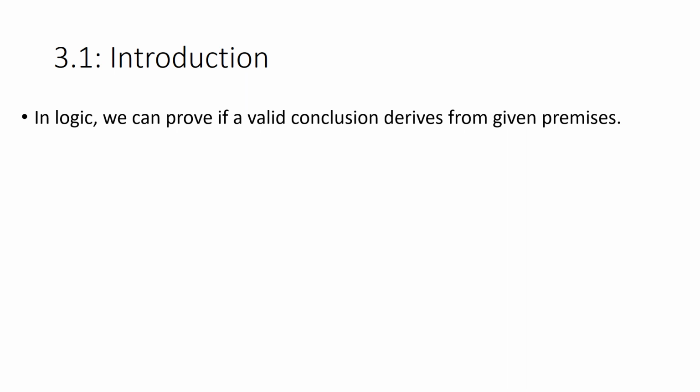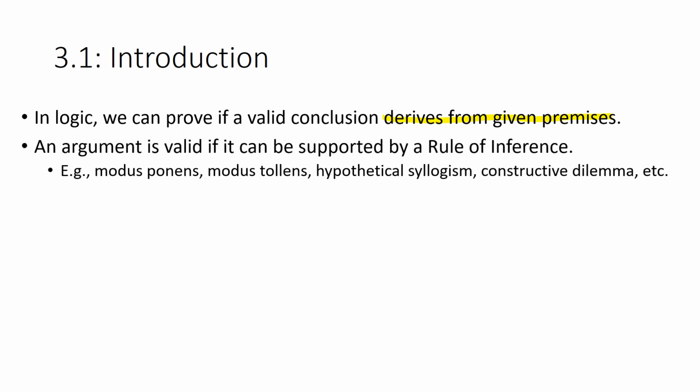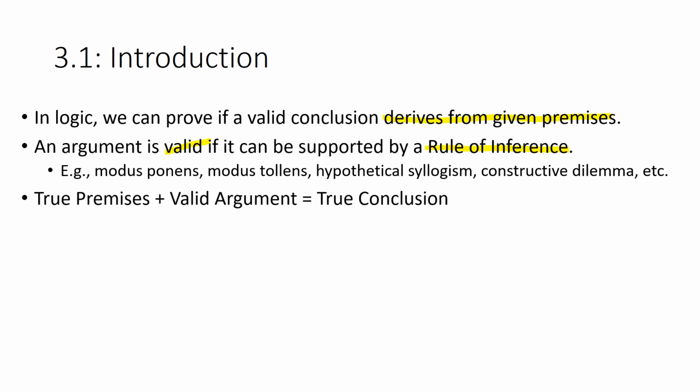Now in logic, we can prove if a valid conclusion actually derives from given premises. An argument is valid if it can be supported by a rule of inference. We've covered several of them. For example, there's modus ponens, modus tollens, hypothetical syllogisms, constructive dilemmas, and so forth. Now, if we have true premises and a valid argument, then we know we actually have a true conclusion.